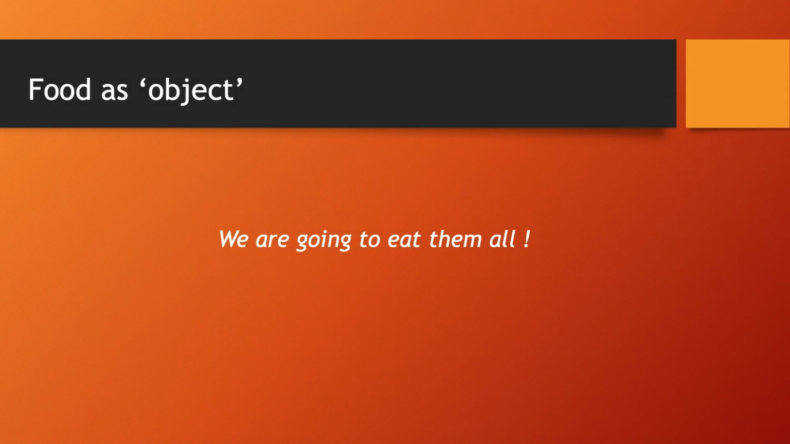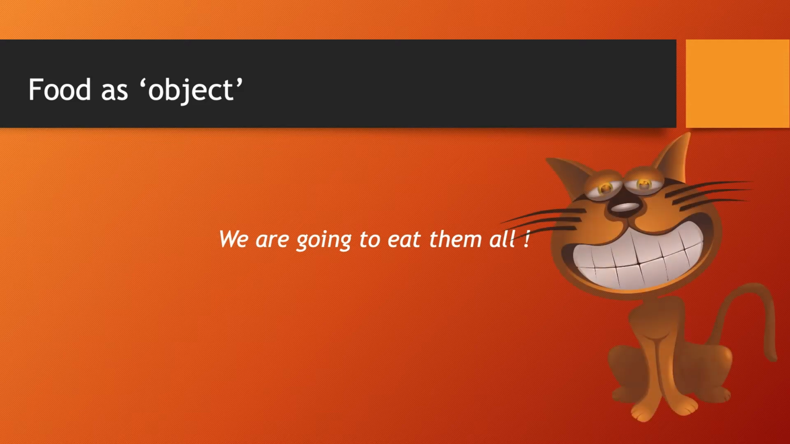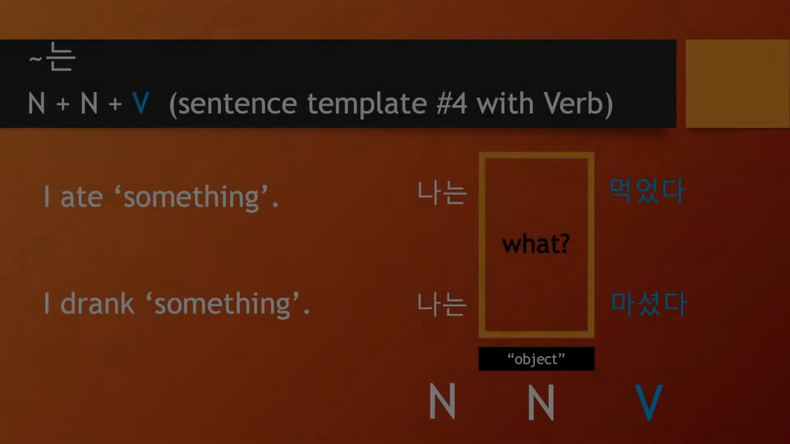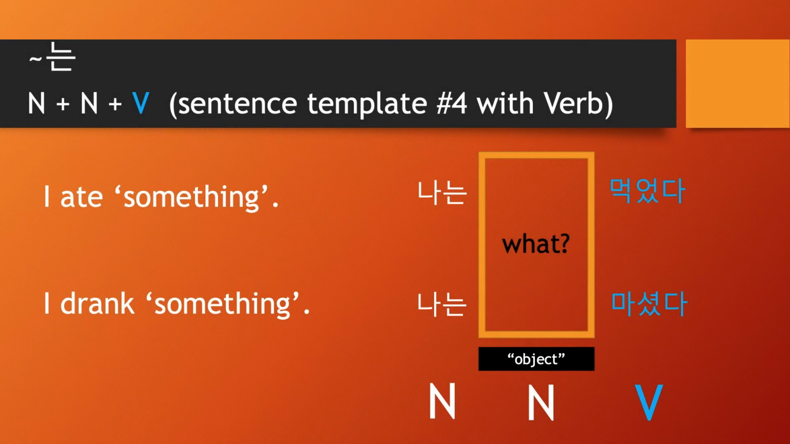Alright, we have learned a lot of food and drinks. We are ready to eat and drink them all in sentences. Previously, we have practiced NV template with I ate, I drank, but we didn't know what we were eating or what we were drinking. Introducing new template NNV.